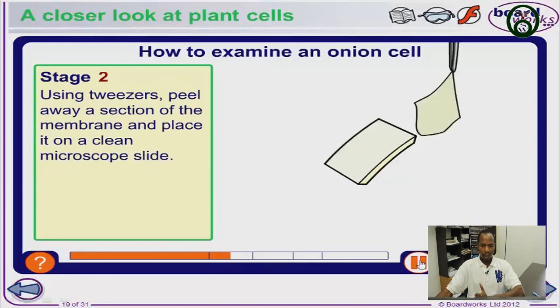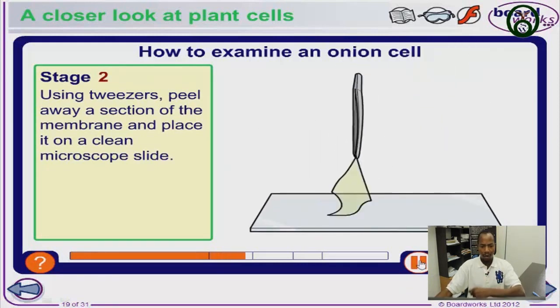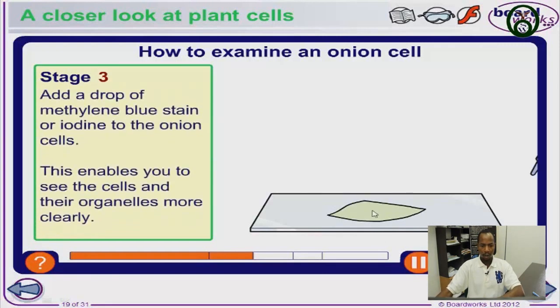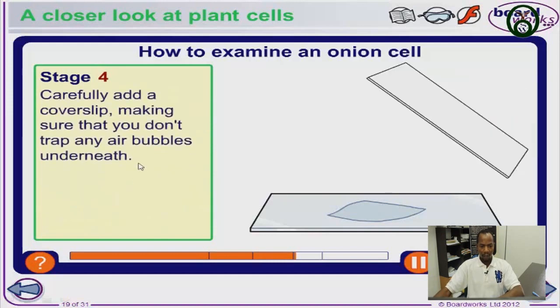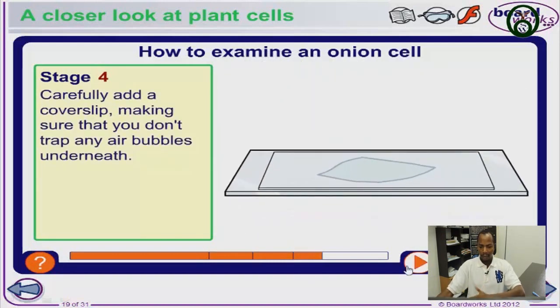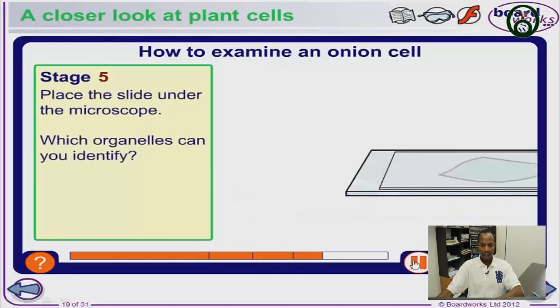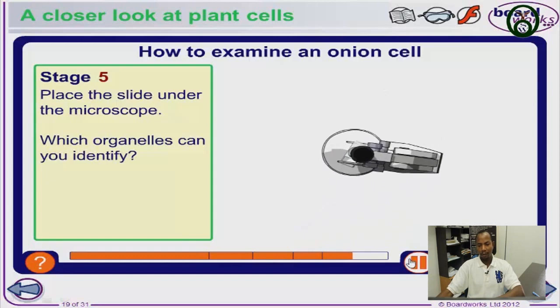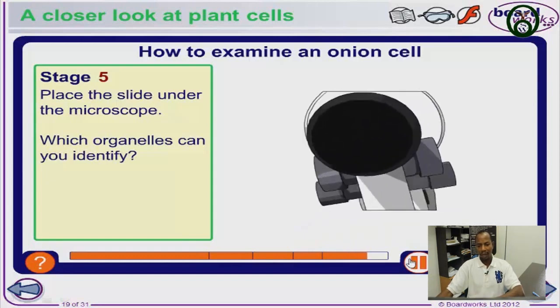We're going to use a tweezer to peel it off and put it on a clean microscope slide, and then we add iodine solution or methylene blue to it. Then we're going to use a cover slip to cover this and put it under a microscope and view it, to see how the cell looks, a good example of a cell.